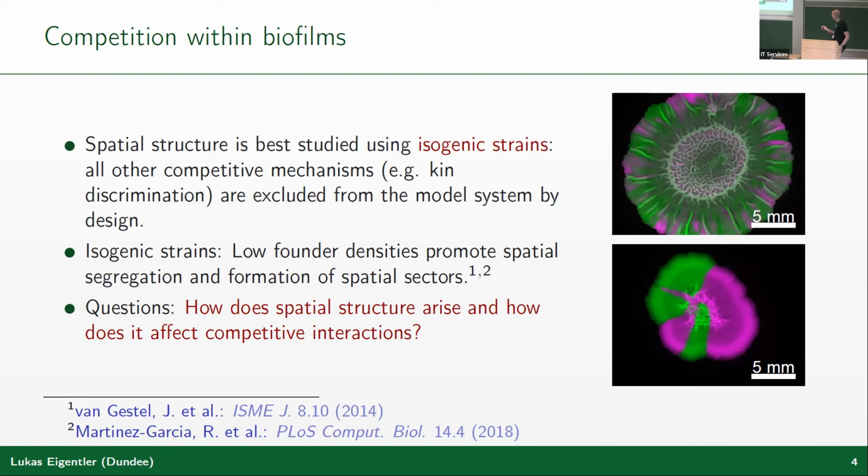So the difference between those two images is that the top image is a biofilm that was inoculated using a high founder density, and the outcome is a roughly homogeneous mix, whereas the lower image is a biofilm that was inoculated using a low density of founder cells, and the outcome is spatial segregation. This has been observed across many different species, not just Bacillus subtilis.